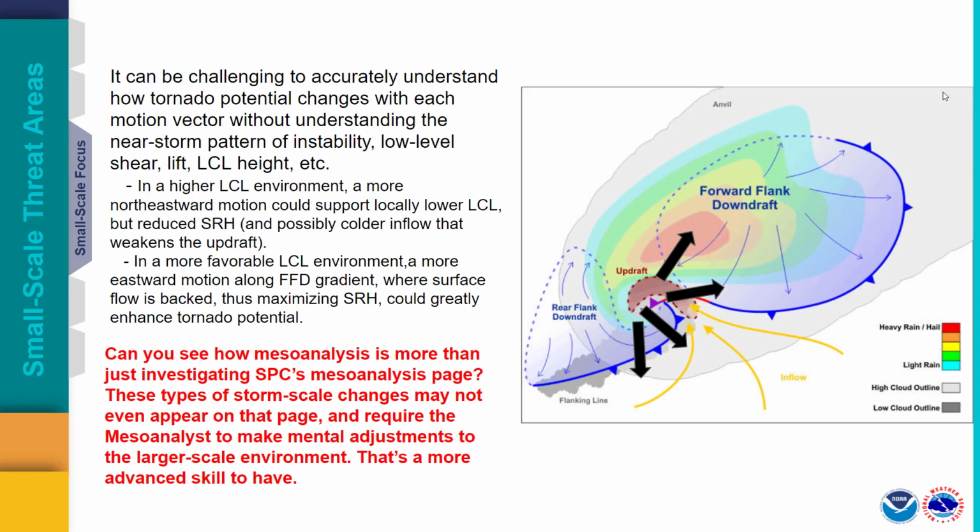It can be challenging to accurately understand how tornado potential changes with each motion vector without understanding the near storm pattern of instability, low-level shear, lift, LCL height, and so forth. In a higher LCL environment, for example, a more northeastward motion here could support locally lower LCL, but reduced SRH and possibly colder inflow that weakens the updraft. In a more favorable LCL environment, a more eastward motion along the forward flank downdraft gradient, where surface flow is backed, can maximize SRH, thus greatly enhancing tornado potential.